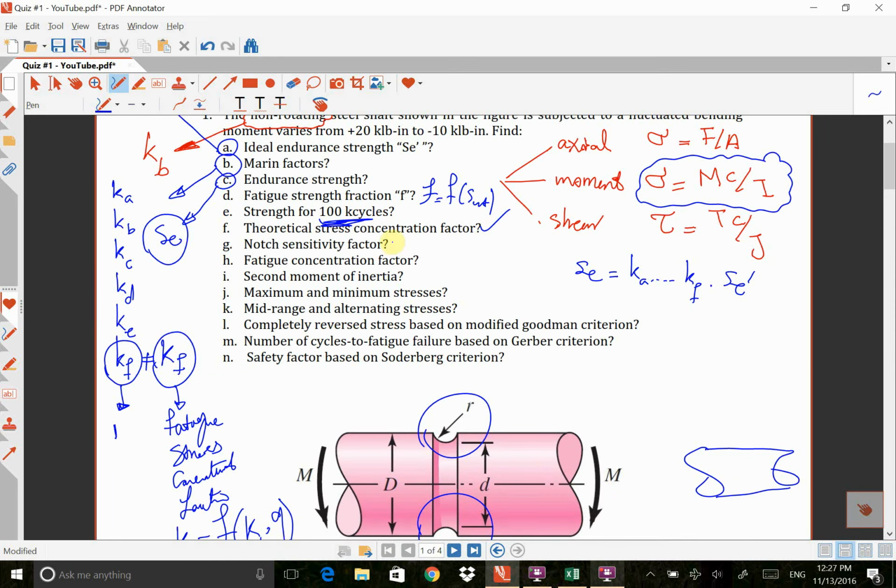Okay, so I found that one, fatigue stress concentration. That is capital KF, which is a function of Q and capital KT. So if I want to find KF, I need to apply that Q and then KT, and that will be 1.6.